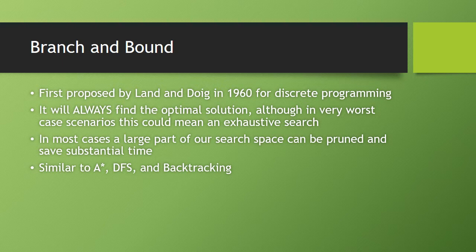So branch and bound was first proposed by Land and Doig in 1960 for discrete programming. Branch and bound will always find the optimal solution, although in some very worst case scenarios, this could mean doing an exhaustive search, even though it is highly unlikely. In most cases, a large part of our search space can be pruned and save us substantial time in finding an answer. So branch and bound is very similar to the A-star algorithm, and it works in kind of the same fashion as depth-first search, and it is also closely related to backtracking.